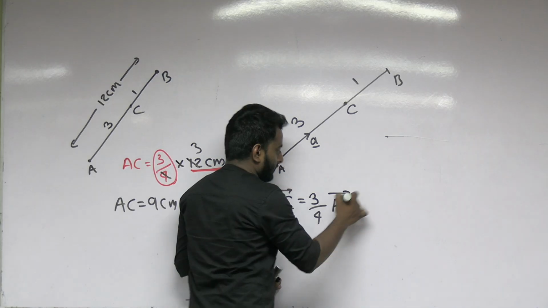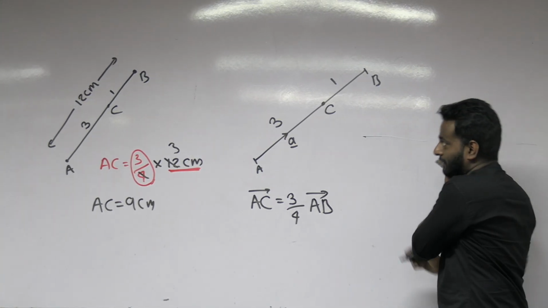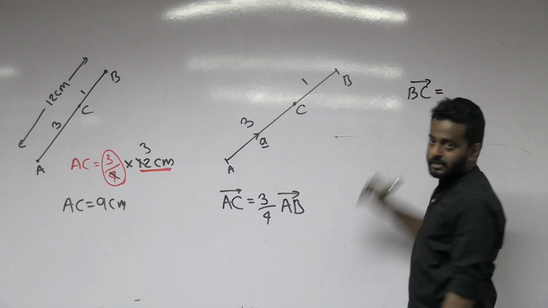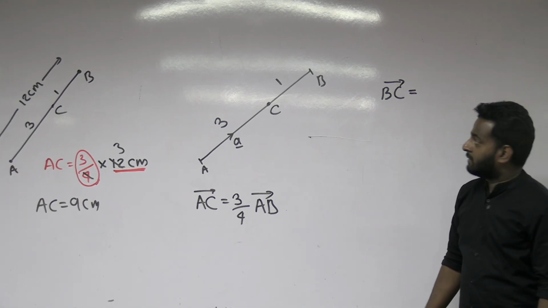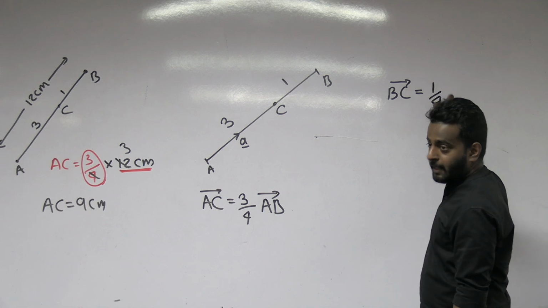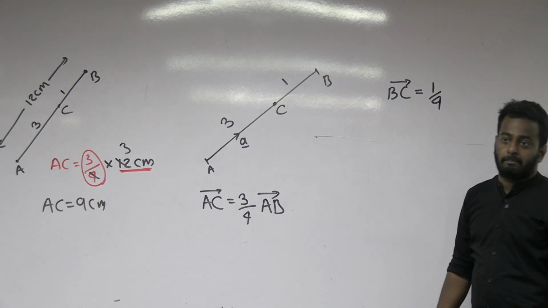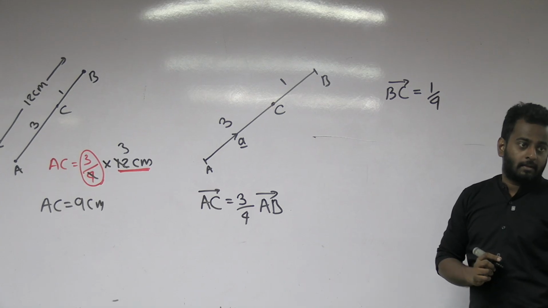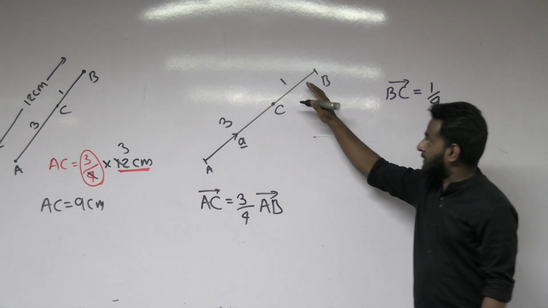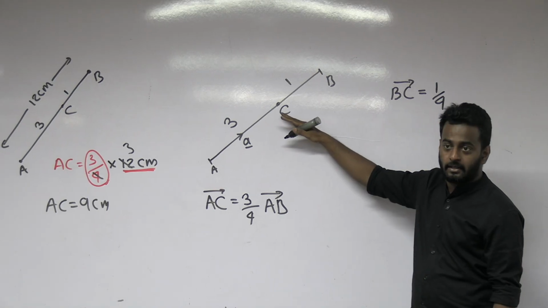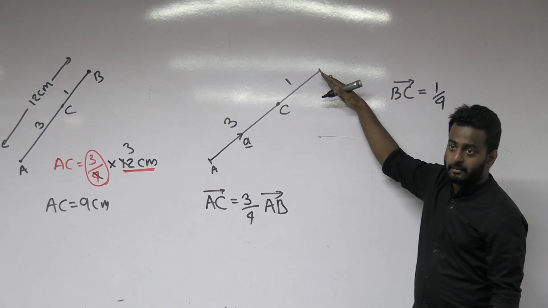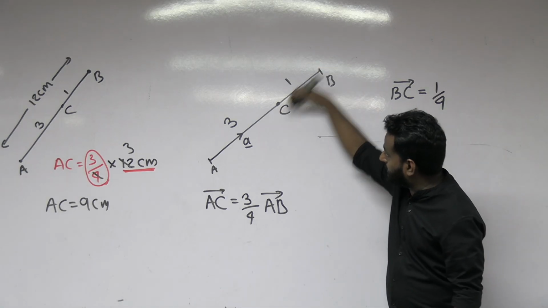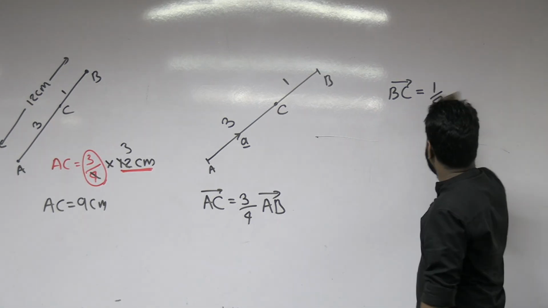Now, what goes different from length and vectors is this. If I am supposed to find BC, what is the ratio of BC? The ratio of BC is 1 over 4. What is the complete vector representing BC? Is it AB or BA? I am talking about the vector BC, so the complete vector should be BA, because the vector in direction of BC is BA, not AB. So here we write BA.